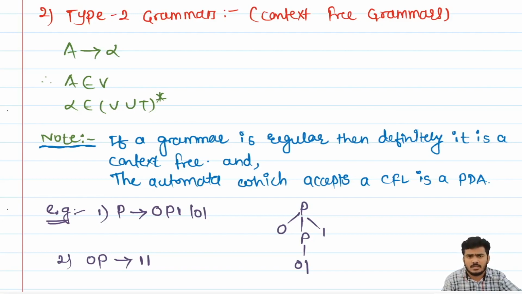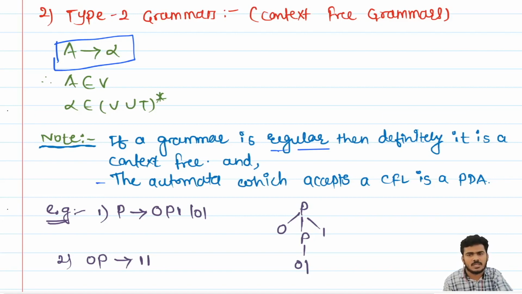Any production of the form A produces alpha is called a context free grammar. Compulsorily, A belongs to a non-terminal, and alpha is a combination of terminals or non-terminals, either a terminal or a non-terminal, or a set of terminals and non-terminals. One note is that if a grammar is regular, then definitely it is context free. And the machine which accepts these context free languages is the PDA.